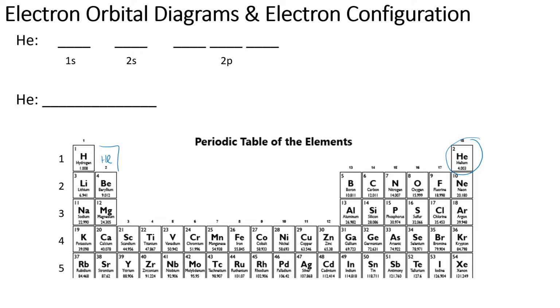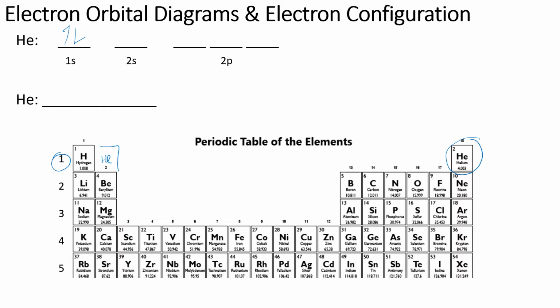So helium has 2 electrons, but they're both in that first energy level. So we don't need any of these 2s, 2p. We're going to add the first electron, and then we're going to pair it with a second electron. And we use a little down arrow to represent that.